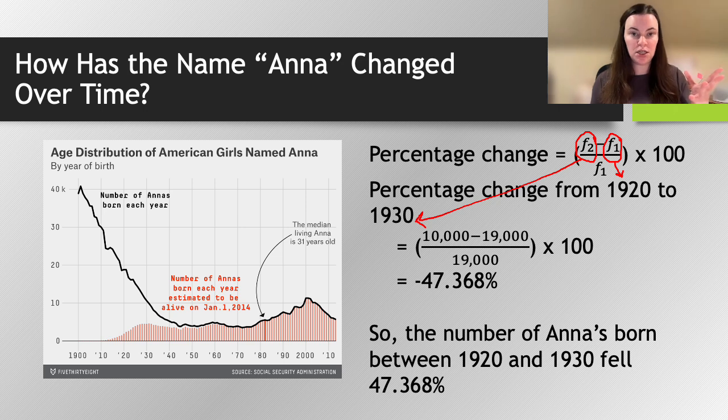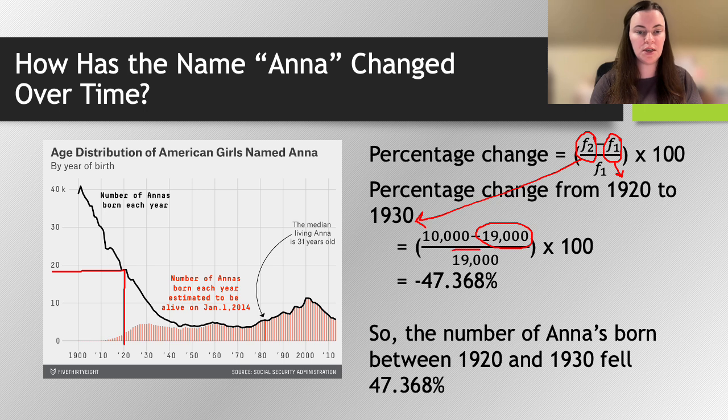So the information that we need in order to identify both F1 and F2 is located in the chart here on the left. So I'm going to go to our x-axis here and go to the year 1920 to see that approximately 19,000 individuals were named Anna in the United States in that year. So that is where I'm getting this value here for our F1. So you'll see it both expressed in our numerator and denominator. Secondly, I have to go to our second time period, which in this case is the year 1930, to see that approximately 10,000 individuals were named Anna in the United States in that year.